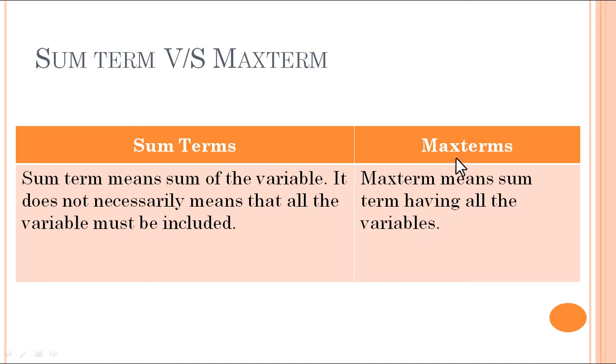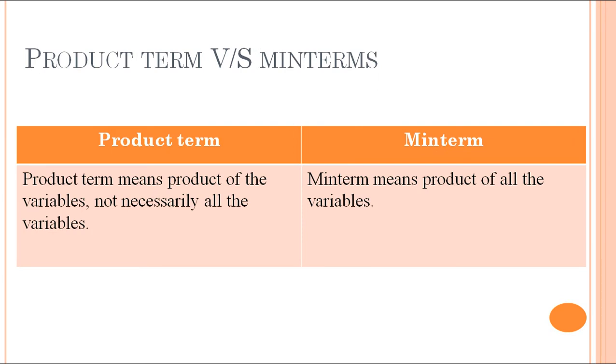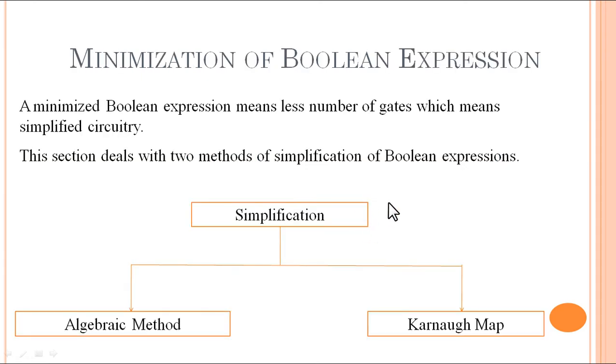So only then is it called a max term. But in the sum terms, it is not necessary that all the variables should be included. Now similarly with the product term. Product term does not necessarily mean that all the variables should be included, but min terms means all the variables of the particular expression should be available. This is just for the knowledge's sake.